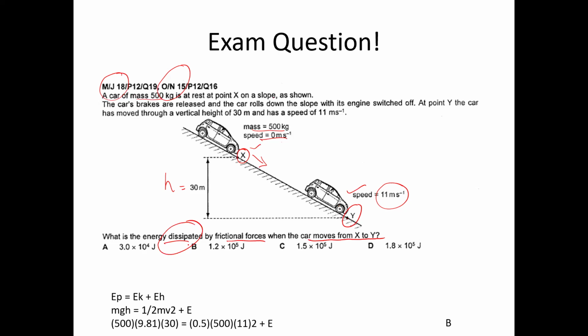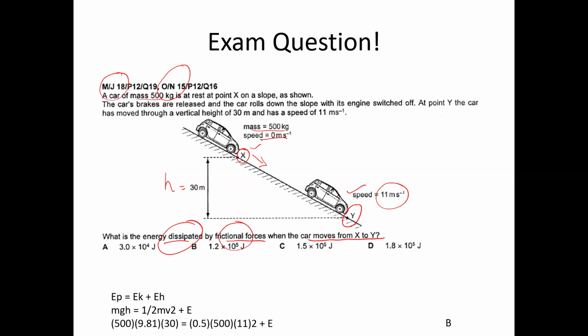The word dissipated means what? The energy which is converted to that form which is not useful to us, like how much heat has been released by the frictional forces, right? So this actually means energy dissipated by frictional forces. So yes, how are we going to begin with it?